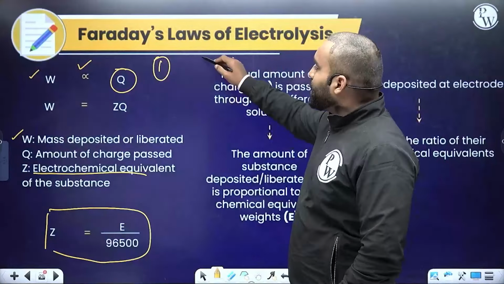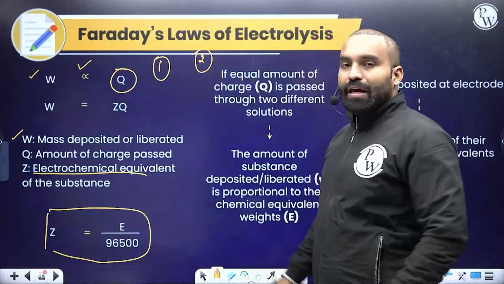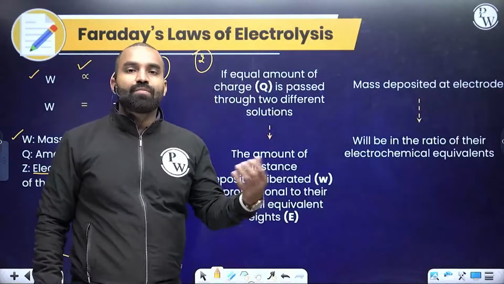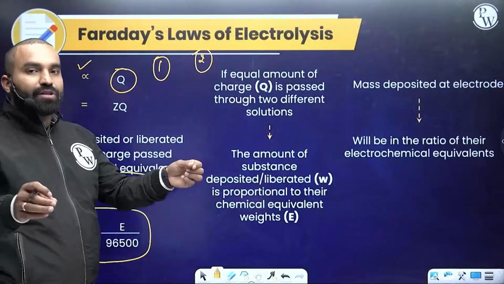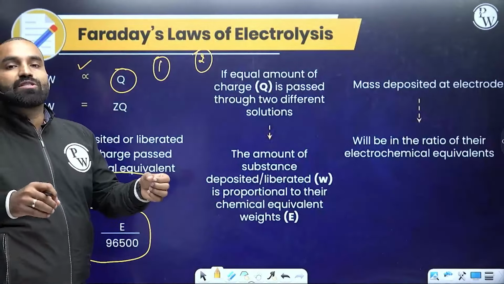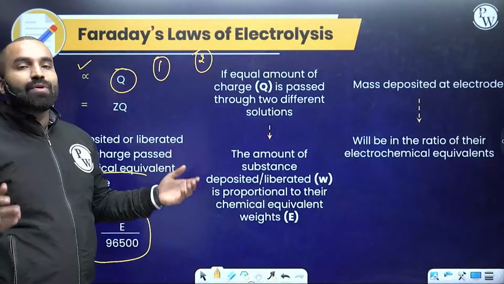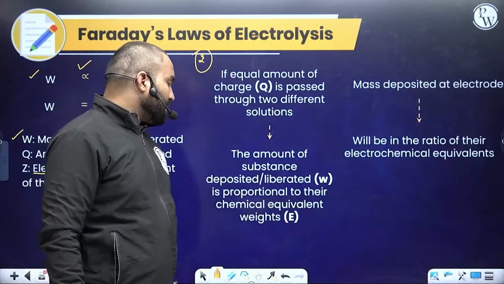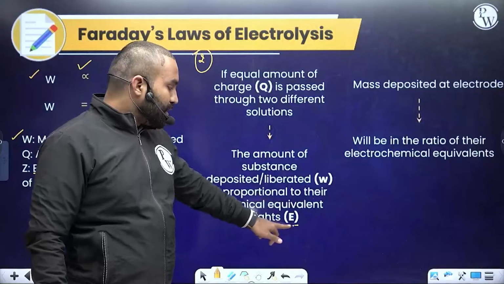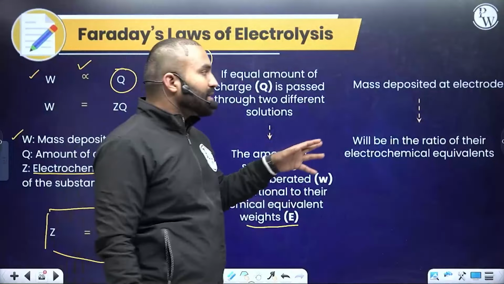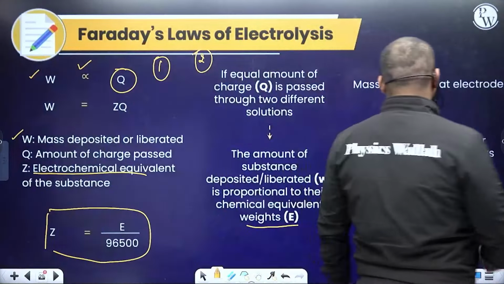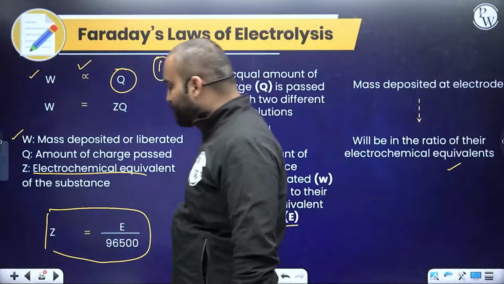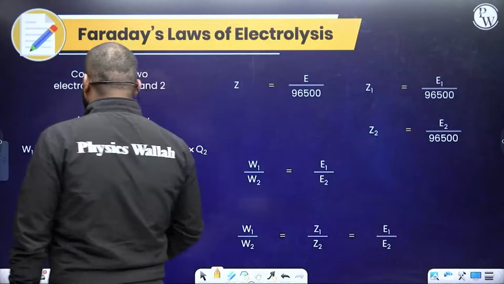Second law of Faraday, he says that if I connect two cells together and supply the same amount of charge to both these cells, the amount of substance liberated on the cathodes will be in the ratio of their chemical equivalence. They're proportional to their chemical equivalence. Now, the mass deposited will be in the ratio of their Z also. Very simple, very straightforward. Let's see how we can understand that.